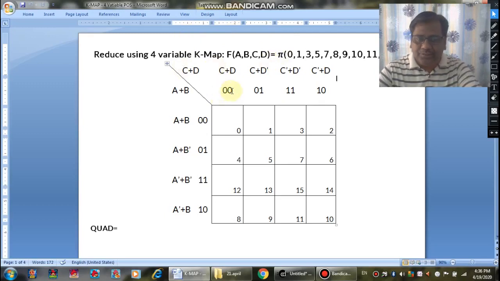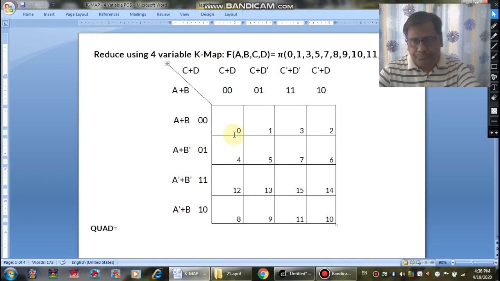Maxterm for 00 in terms of C and D will be C plus D. For 01 it will be C plus D bar, because the value of maxterm should be 0 and we should complement the variable where its value is 1. For 11 it will be C bar plus D bar, for 10 it will be C bar plus D, and similarly we will write on the left hand side A plus B, A plus B bar, A bar plus B bar and A bar plus B. On the bottom right corner of each cell we will write the cardinal number in the same manner as we were writing in the SOP expression.